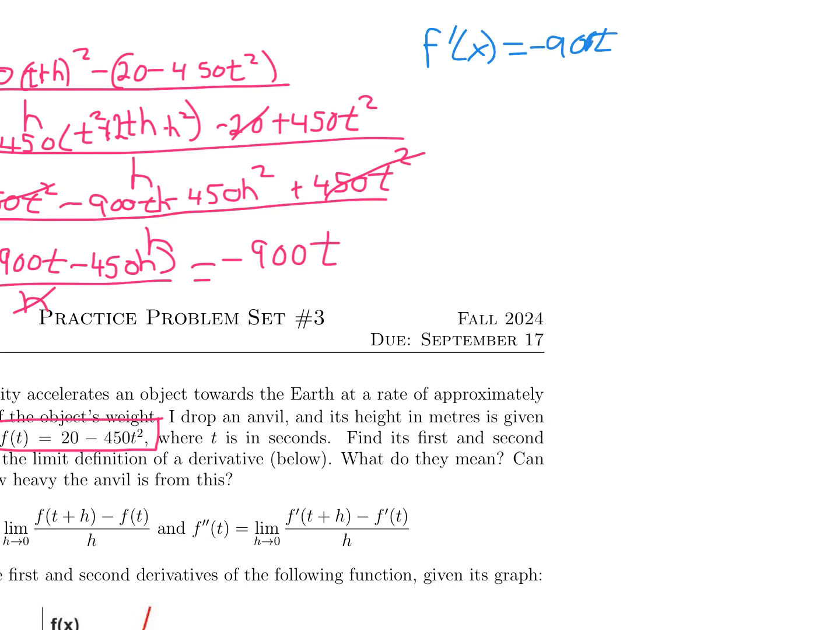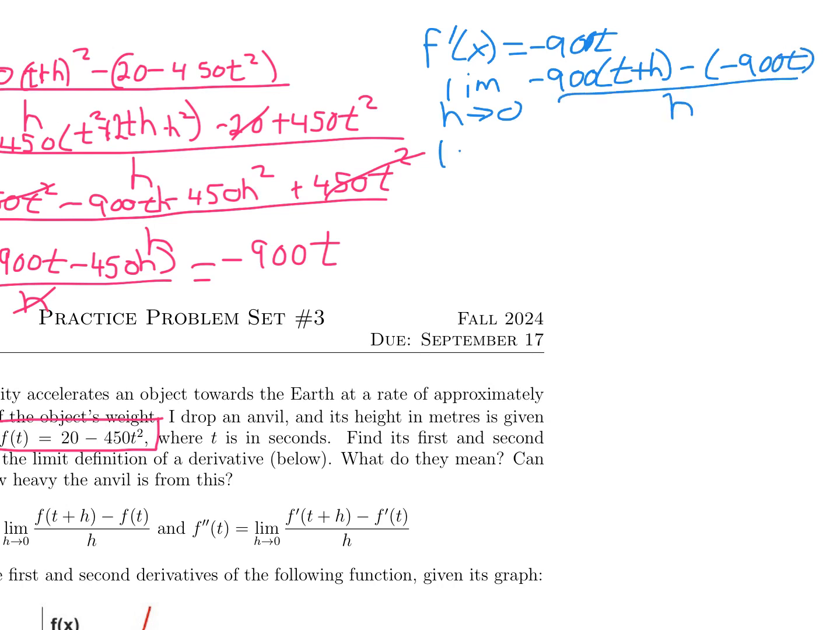Okay, so now if f prime of x is negative 900t, and I want to find the derivative of that, which is my second derivative, then it's going to be the limit again as h approaches 0 of negative 900, and instead of t, it's going to be t plus h, minus negative 900t. I'm going to put that over h, and I'm going to work this down just like the first one.